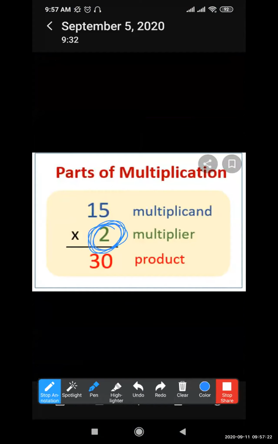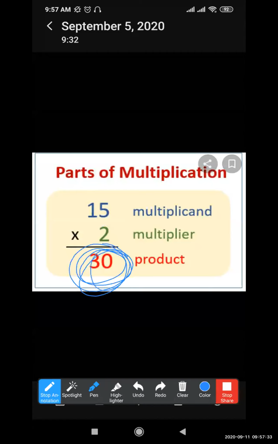And whatever answer we get after multiplying two numbers, that is called the product. So 30 is the product here. So the multiplicand, multiplier, and product. These three are the parts of multiplication.